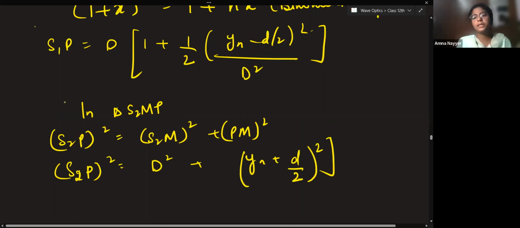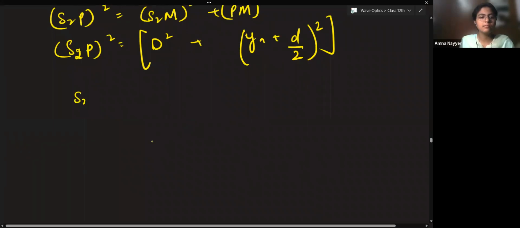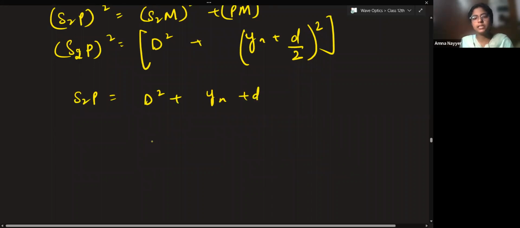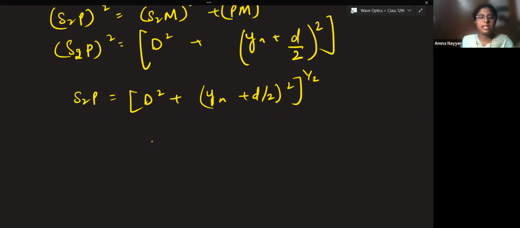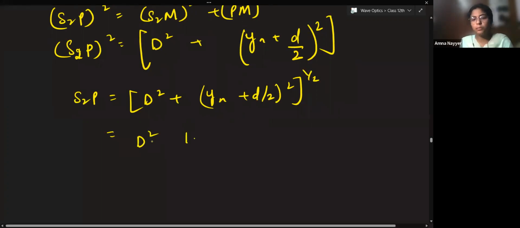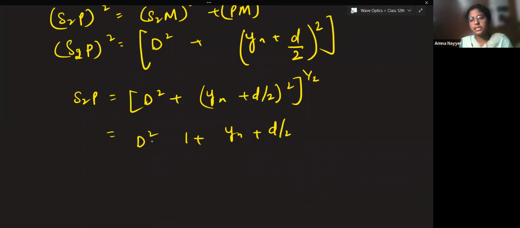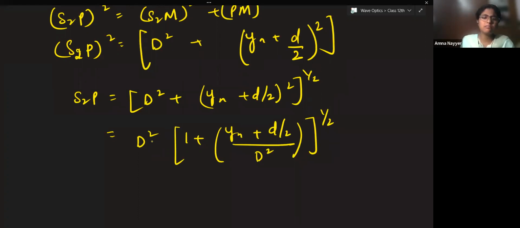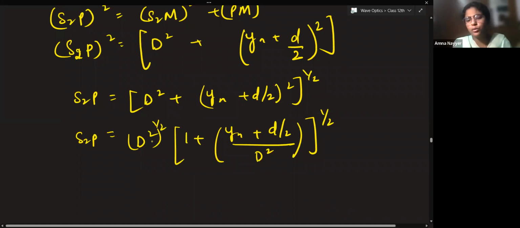So for S2P's expression, all the same expressions. S2P will become d square plus yn plus d by 2 whole square, all under root. d square I'll take common because I want to use the binomial expression. So 1 plus yn plus d by 2 by d square, this is my x, to the power half. Fine. And this is d square to the power half, or if I write d also, that will also go, because writing d square to the power half and writing it as d both have the same meaning.